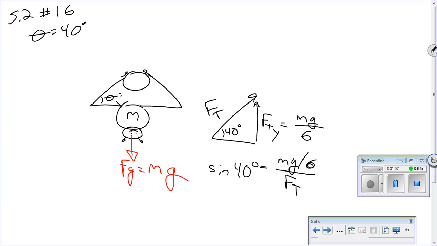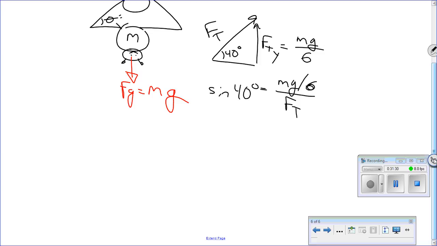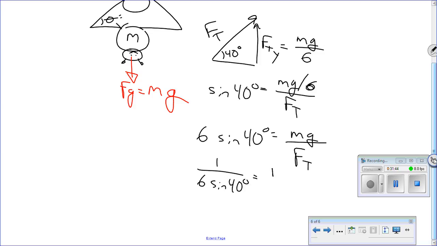All right, now what ratio are we trying to find? We're trying to find the ratio between the force of the tibia and the weight, right? So I want to rearrange this to get FT over mg. Follow? I'm going to multiply both sides by 6 to get rid of this. So I get 6 times the sine of 40 degrees equals the weight over the force of the tibia, but I want the reciprocal of that, right? So that means 1 over 6 times the sine of 40 degrees is the force of the tibia over that.